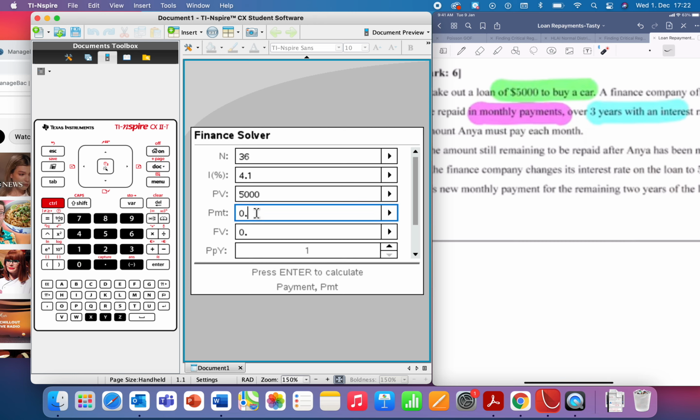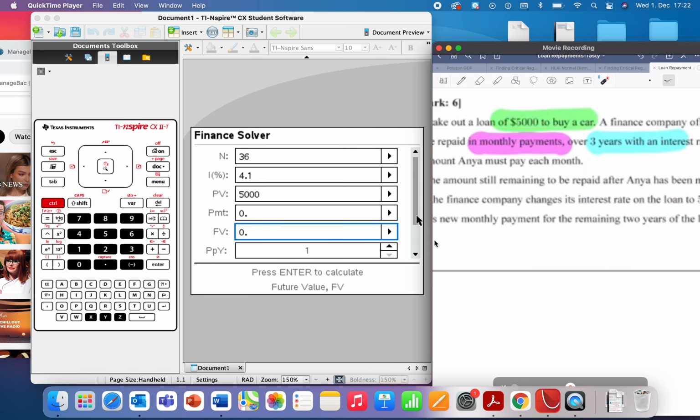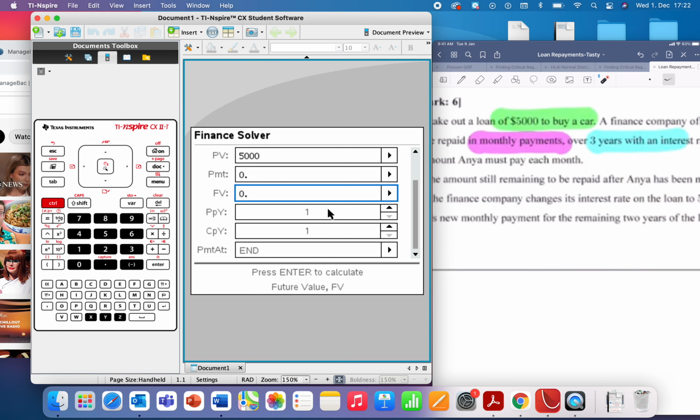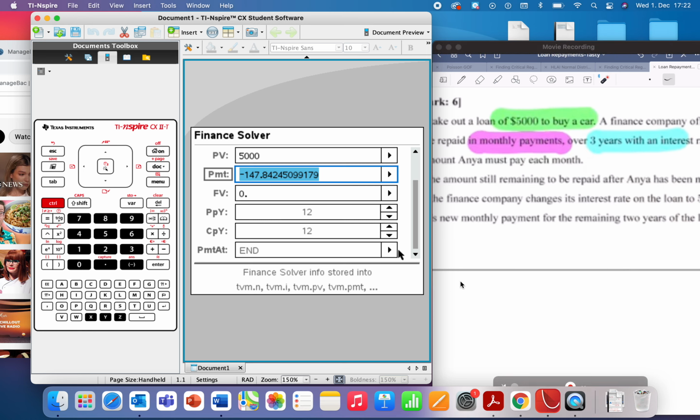The payment is what you're trying to work out, so we'll just leave that. The final value will be 0 because you want to pay the loan off. The payments per year, you're making 12 payments per year, and the compounding for the interest is stated there clearly as 12. And then we go and solve. We press enter on the payment, and you can see it's negative 147.84, and that's money going out from your possession, so that's why it's a negative.